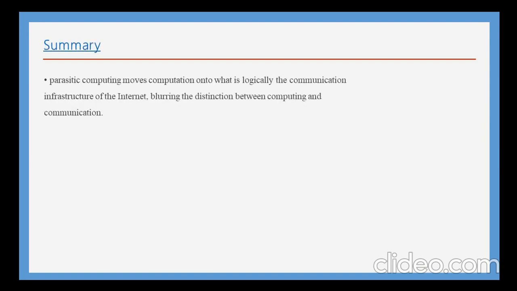Summary. So, parasitic computing moves computation onto what is logically the communication infrastructure of the internet, blurring the distinction between computing and communication. So if we are given a complex problem, we can use some other resources. We can use the resources of some other program and manage to get the solution from that program. So we are using those resources. So it's all about parasitic computing.